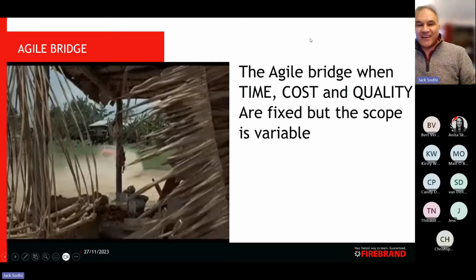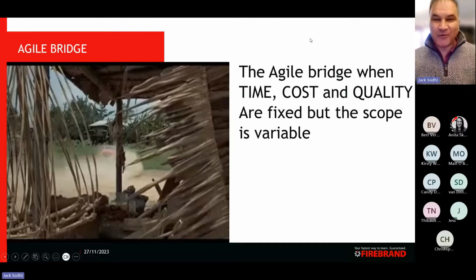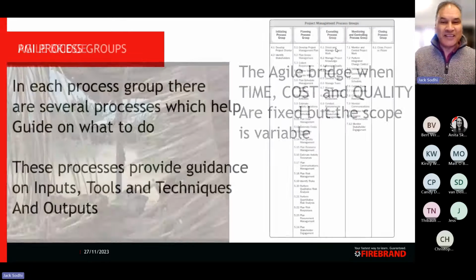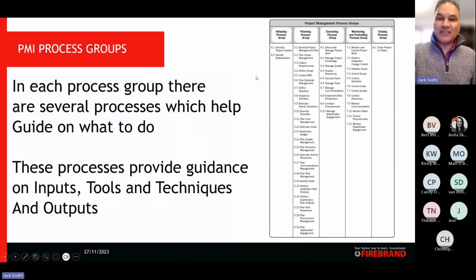So you can see that a bridge, unless you're James Bond, you wouldn't really be able to use that bridge. So for bridges and certain projects where the scope cannot be variable, the agile methods would not be so appropriate. This is the PMI processes, and I mentioned the initiating group at the beginning, planning group, executing and monitoring. That's like the development, and then closing.